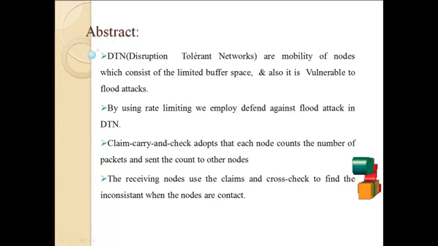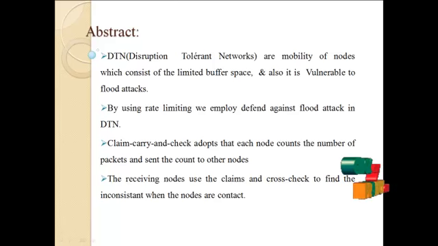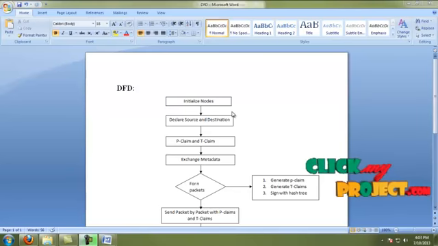The receiving node uses the claims and cross-check to find inconsistencies when the nodes are in contact, so that we can identify the malicious nodes' behavior. Here is the data flow diagram of our project.